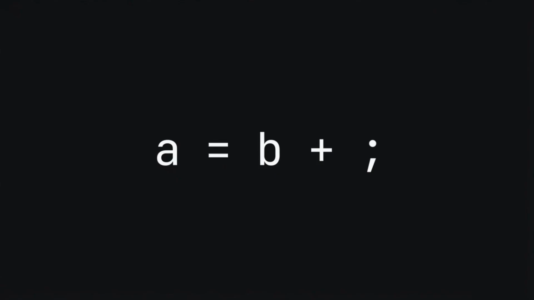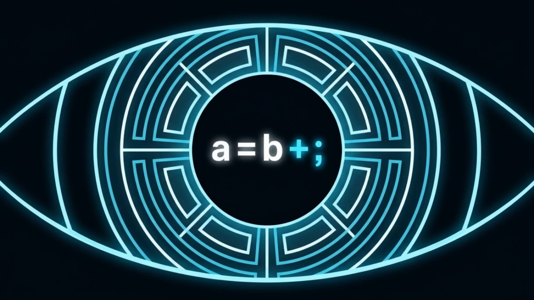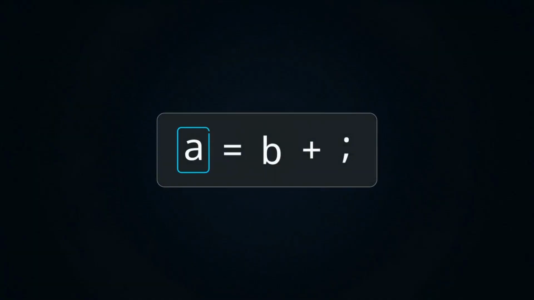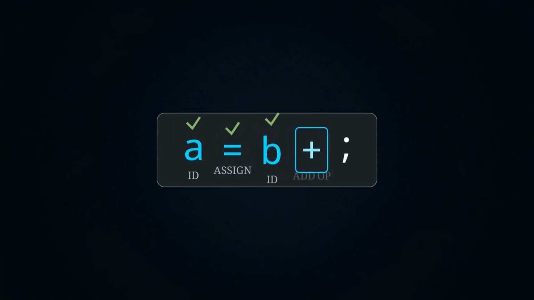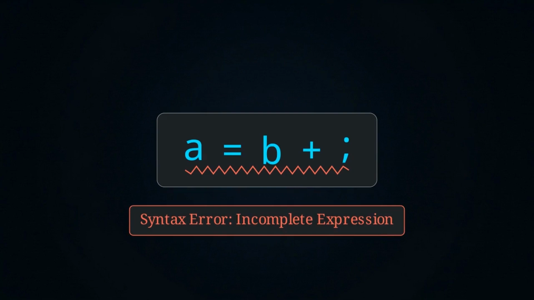Consider a flawed line of code like A equals B plus colon. A human programmer immediately sees the error. The plus sign is missing its second operand. The lexer scans the sequence from left to right, identifying A, B, and symbols as valid tokens. Reaching the plus sign, it issues a green checkmark. To the lexer, the plus sign is perfectly valid, regardless of its position. This reveals the limits of the first phase. A sequence of valid vocabulary words does not necessarily form a valid instruction.